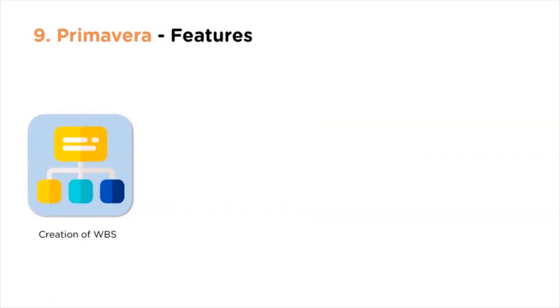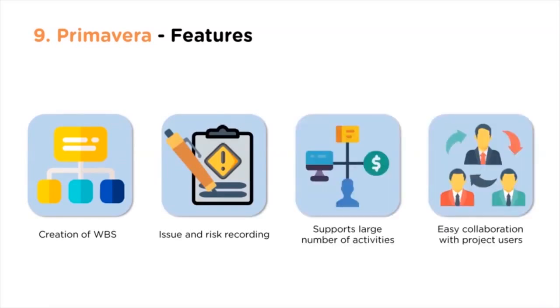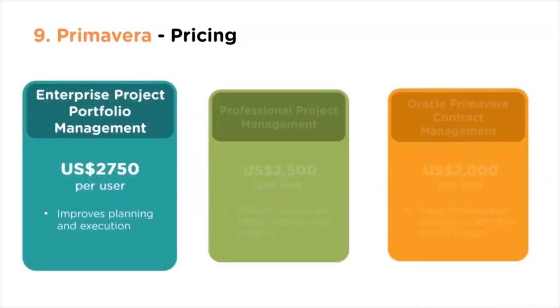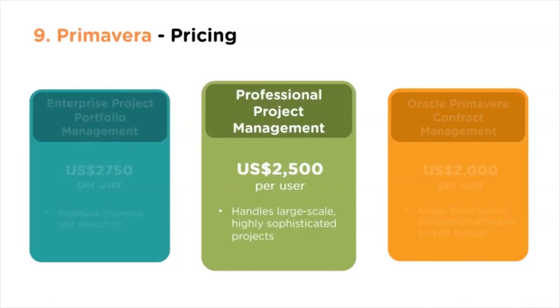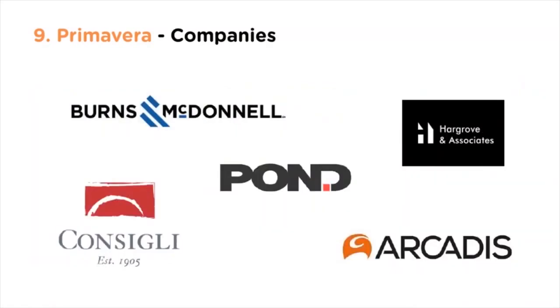The features of Primavera include creation of WBS, the work breakdown structure, issues and risk recording, support for a large number of activities, and easy collaboration with project users. The Enterprise Project Portfolio Management version costs around $2750 per user, which improves planning and execution. The Professional Project Management version is USD 2500 per user and handles large-scale, highly sophisticated projects. The Oracle Primavera Contract Management module costs around USD 2000 per user and keeps construction projects on schedule and on budget. The companies which use Primavera are Burns, McDonald's, Pond, Arcadis, etc.